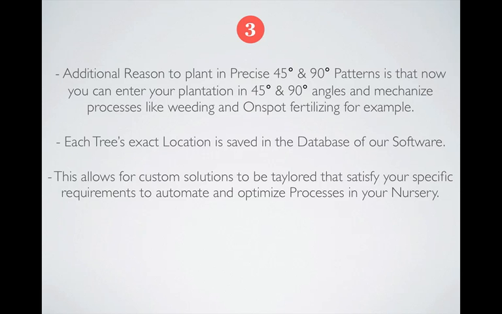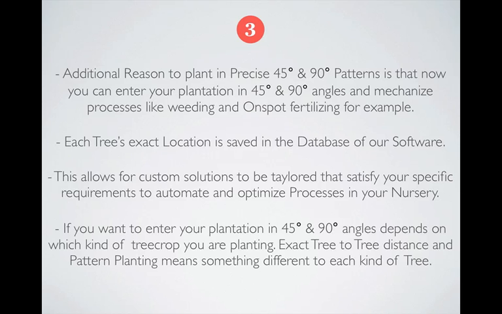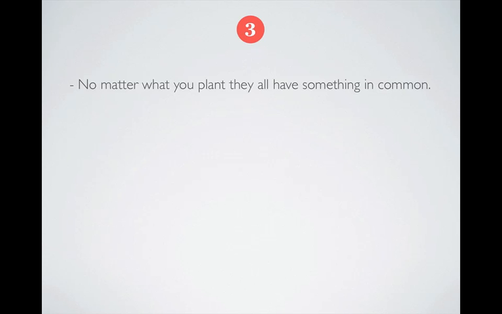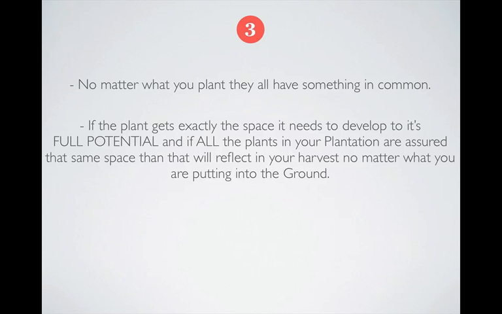mechanical process. If you want to enter your plantation in 45-degree or 90-degree angles depends obviously on which kind of tree crop you are planting. Exact tree-to-tree distance and pattern planting means something different for each kind of tree you plant. But all have something in common. If the plant gets exactly the space it needs to develop to its full potential, and if all the plants in your plantation are assured that same space, then that will reflect in your harvest, no matter what you are planting. Let's see how that looks now.